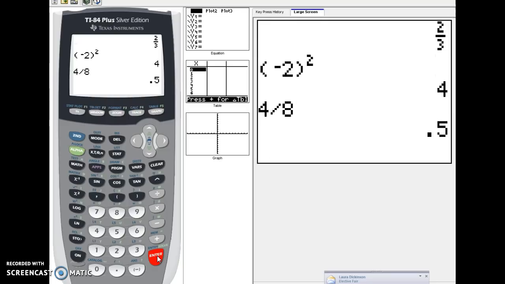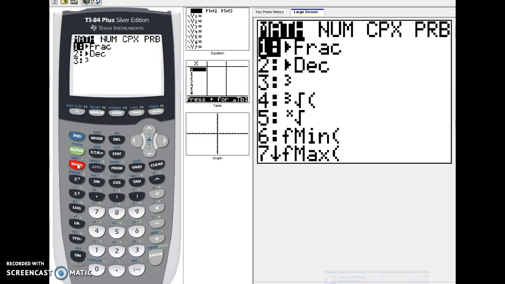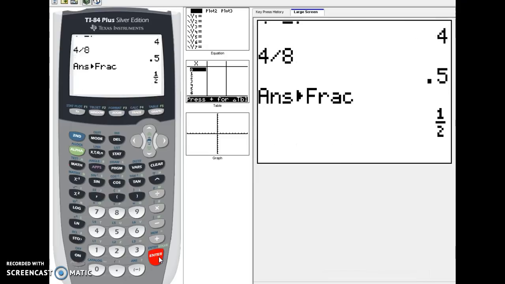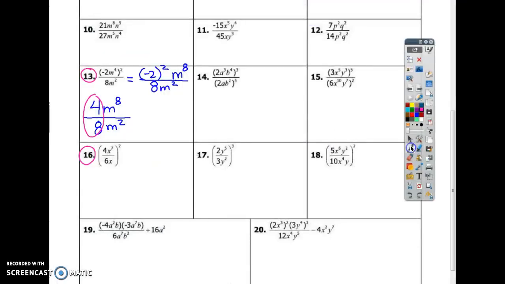Okay, and it gives me a decimal. And I told you I don't want decimals, so we're going to press math, enter, enter, and it gives me the 1/2 that I want. So right here I have equals 1/2. And then you subtract these two because you have 8 m's on top, 2 m's on bottom. You have a total of 6 m's. Okay? Number 16.